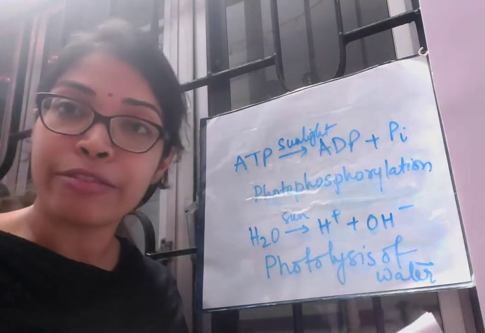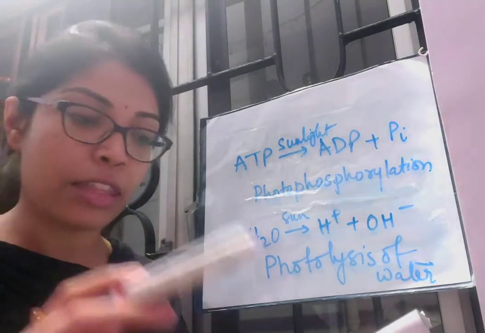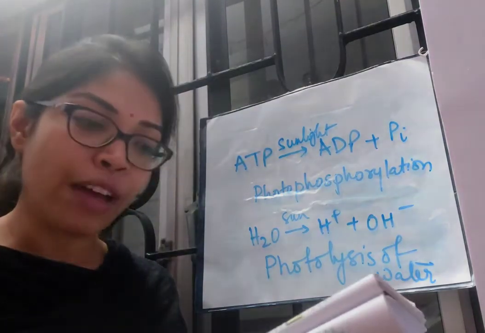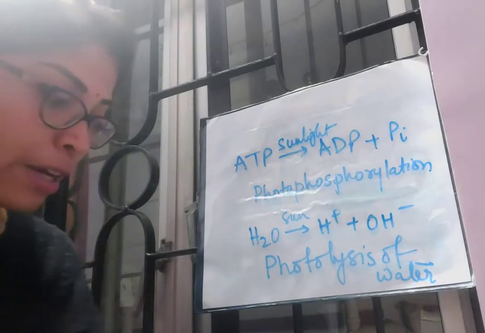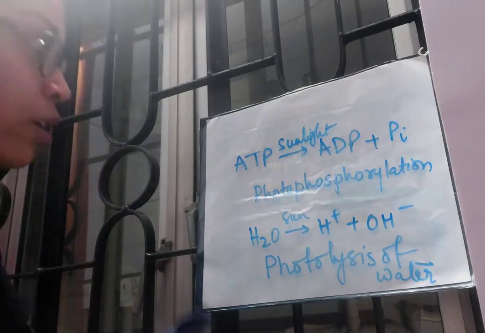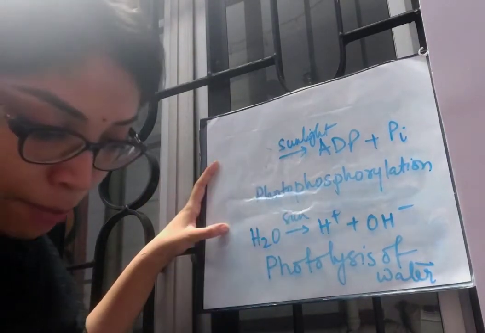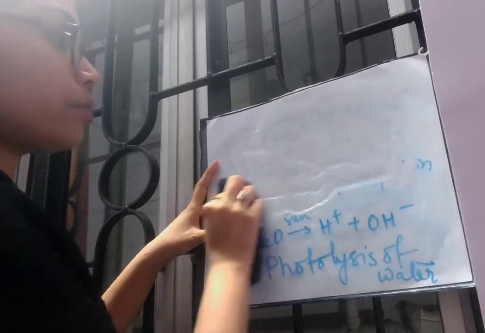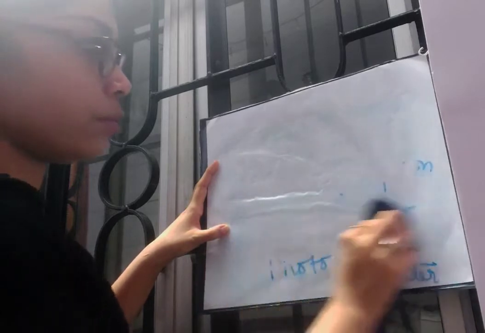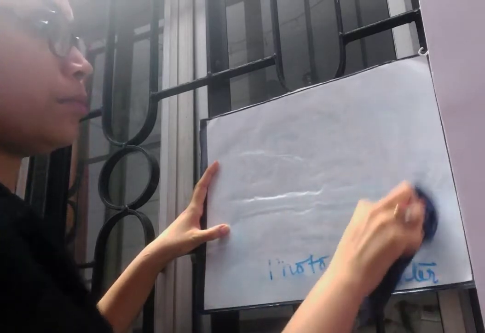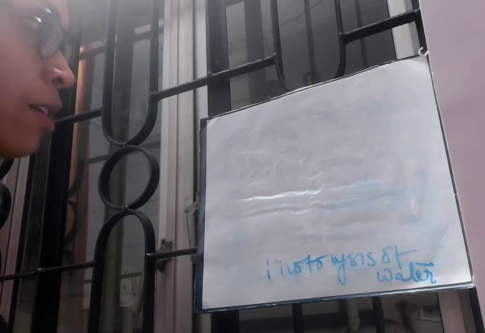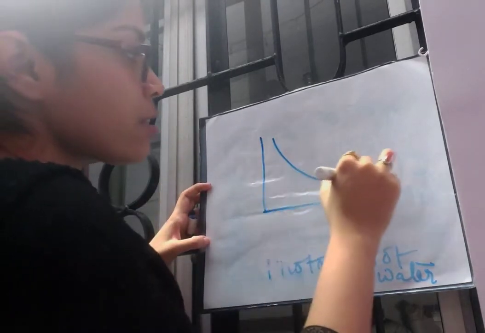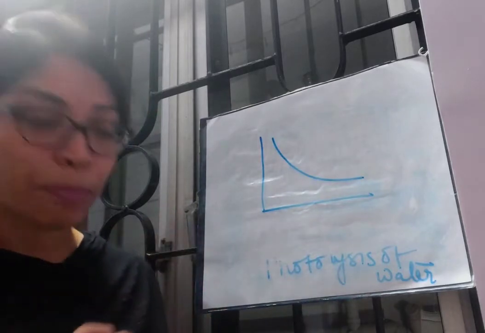Now listen to this very, very clearly: the curve that is obtained by plotting the amount of absorption of different wavelengths of light by a particular pigment is known as absorption spectrum. I will show you by drawing a graph. Suppose this is a graph, and this is the curve that is obtained.